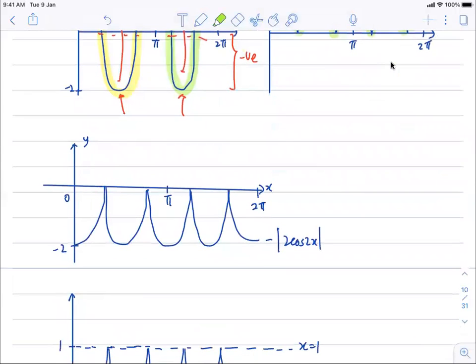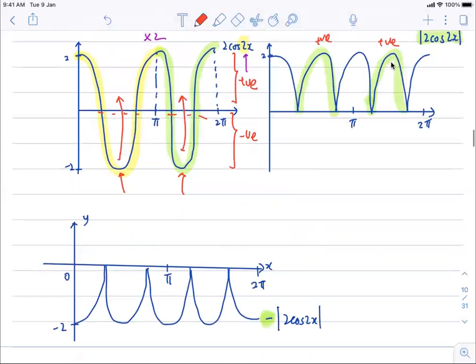After that, we can look at this thing. A negative is added in front of the modulo 2 cos 2x, which means that initially here it is all positive, so we want to make it all negative. So basically, all of this shape is reflected about the x-axis. So you see that the graph becomes like this. All of them are now negative.